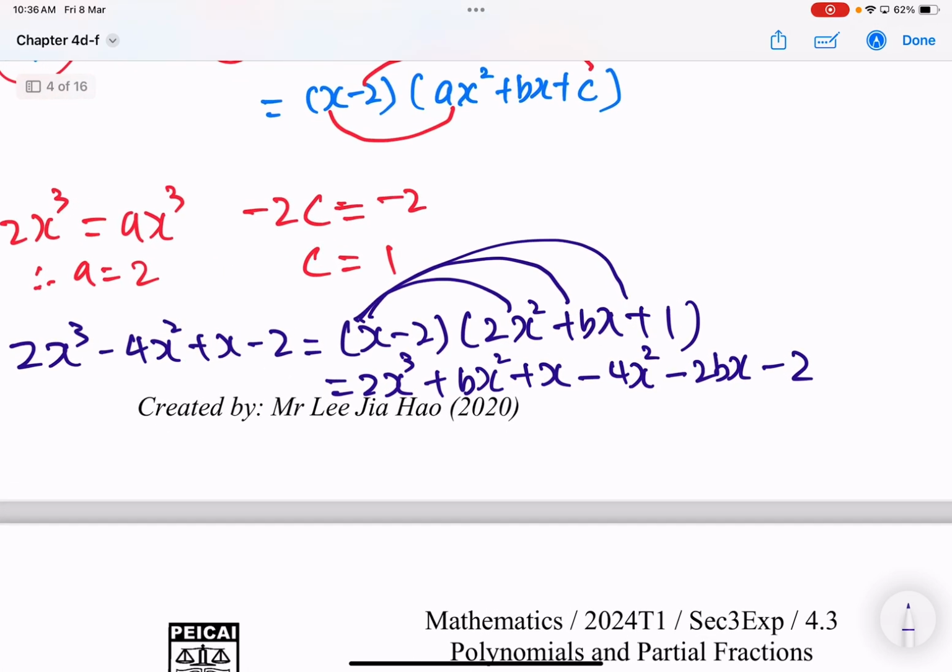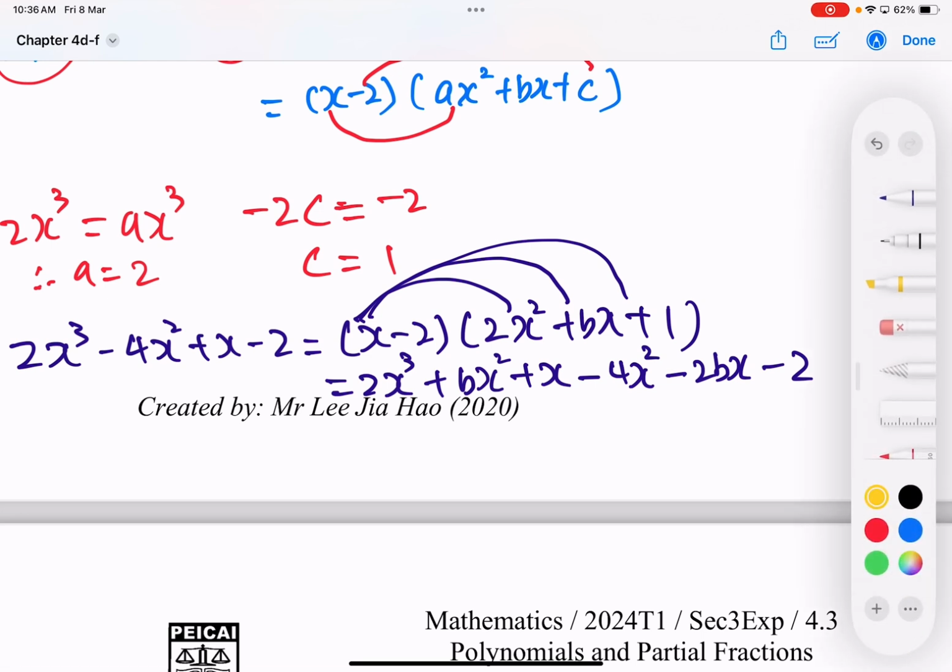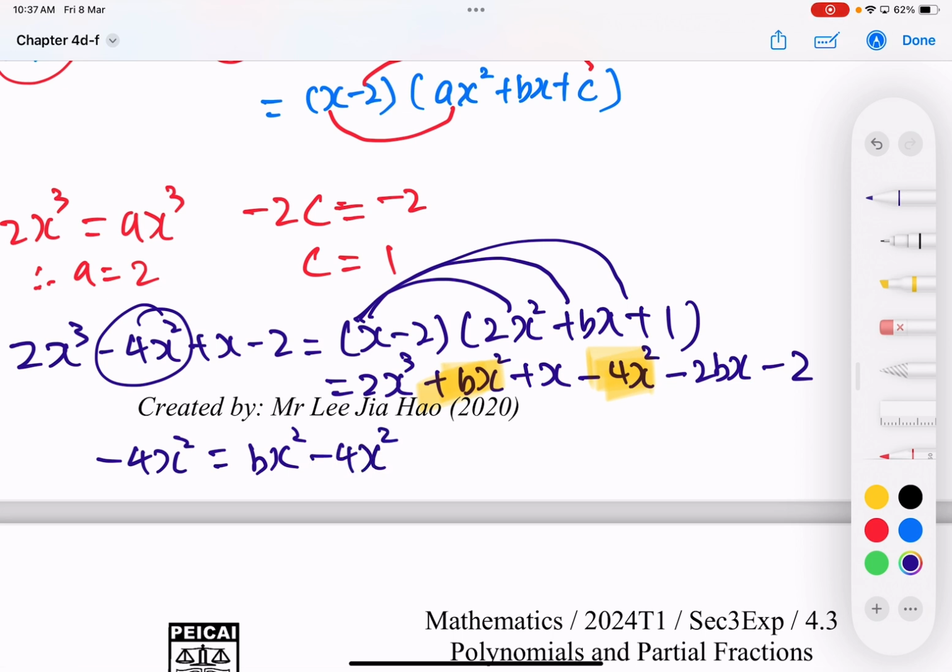Alright, so basically I have expanded this into this form. I just need to compare. Let us only focus on x squared. It makes it a little bit easier, right? When I look here, what makes x squared? Can you see that what makes x squared is only this and this? So if I focus on x squared only, negative 4x squared is equals to bx squared minus 4x squared.